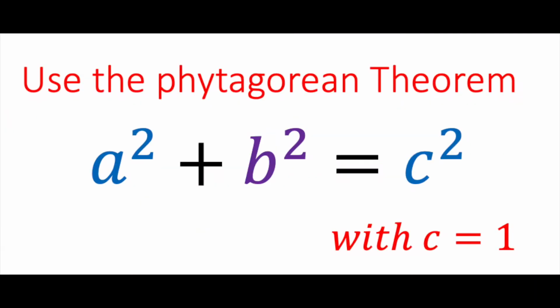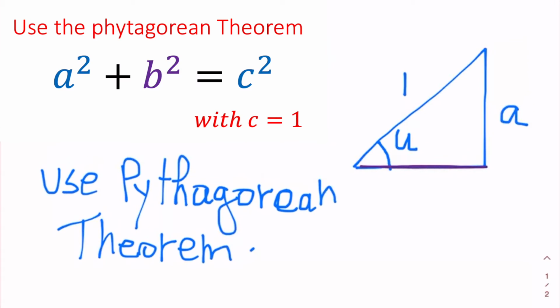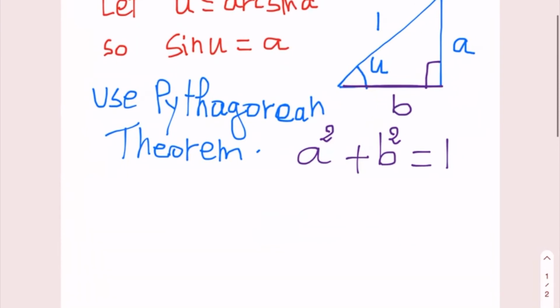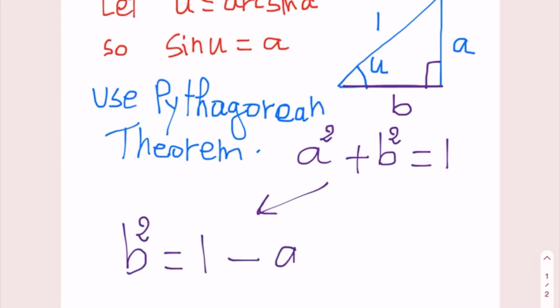Now in this triangle we're going to use the Pythagorean theorem, a squared plus b squared equals c squared, with c the hypotenuse equals 1. Let's call the adjacent of U b. So we get a squared plus b squared equals the hypotenuse 1 squared. Our angle is right, so we can use the Pythagorean theorem. Now, from a squared plus b squared equals 1, we can find b squared by subtraction. We subtract a squared from each side, we get 1 minus a squared.